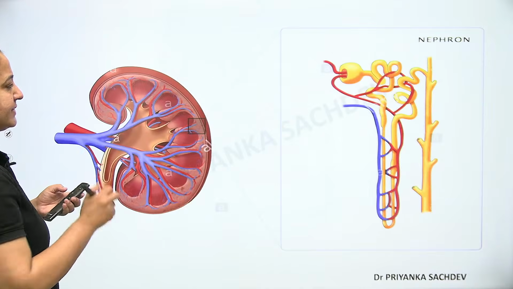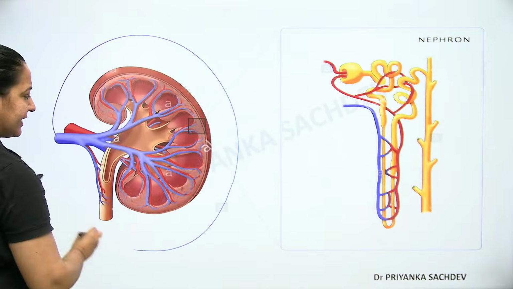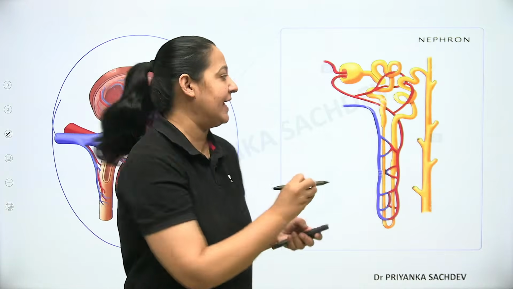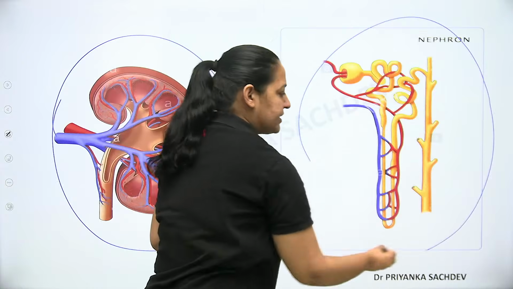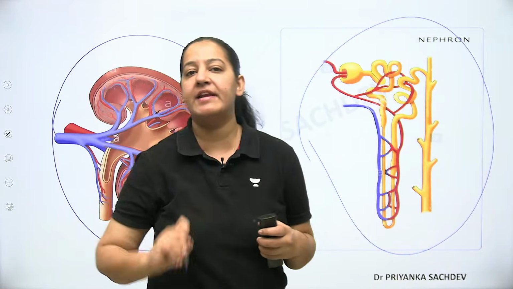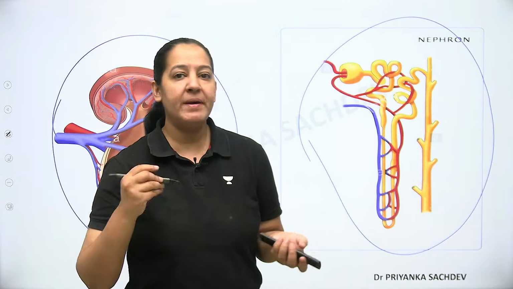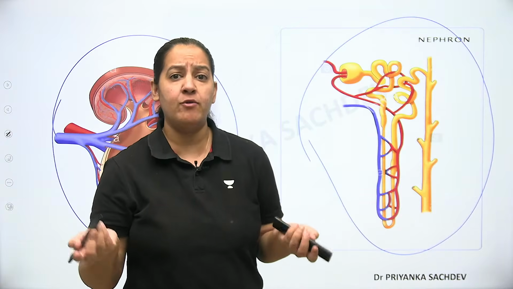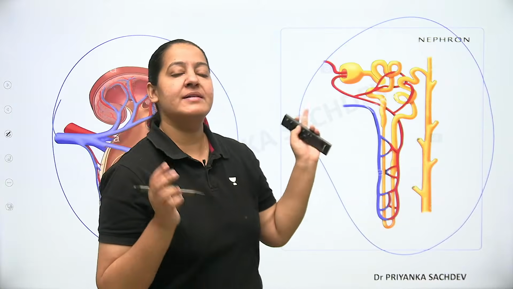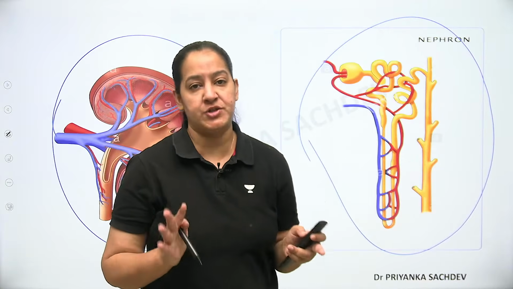After that you can see this is a kidney. Inside the kidney, the structural and functional unit of the kidney is the nephron. Can you appreciate a nephron? Inside each kidney, nearly 1 million nephrons are present. Humans have a pair of kidneys, so normal healthy human beings have nearly 2 million nephrons. And nephrons are the structural and functional unit of the kidney.